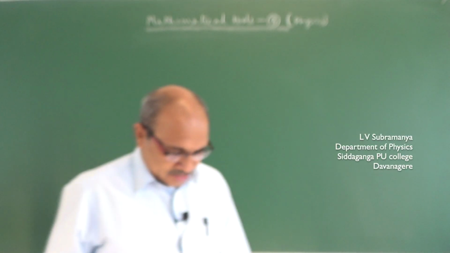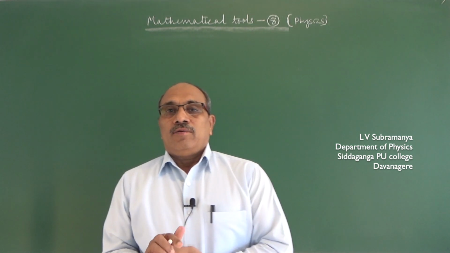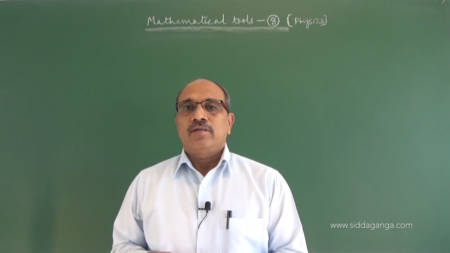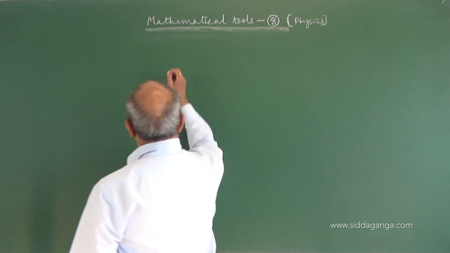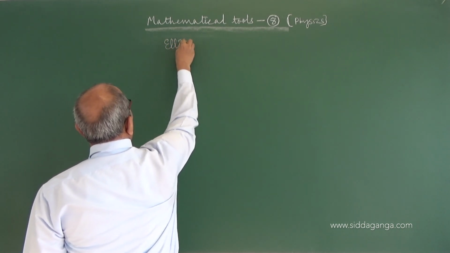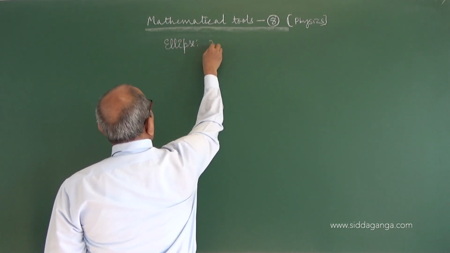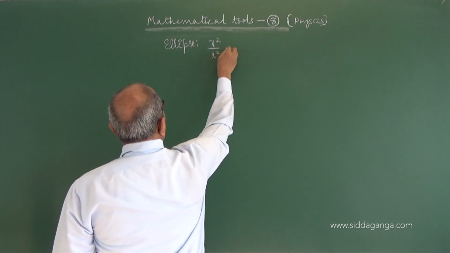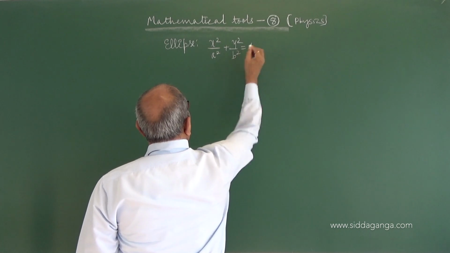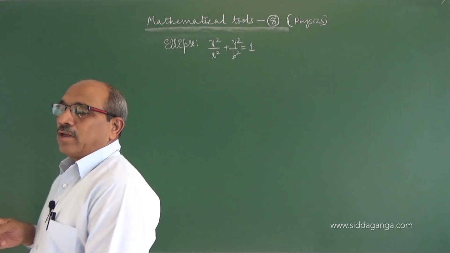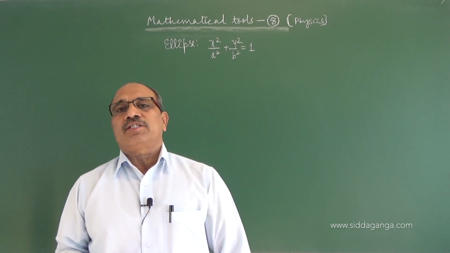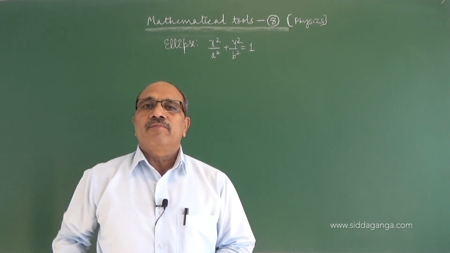Hi students, today we discuss the extension of the ellipse. In the previous class, we covered the ellipse, the equation x square by a square plus y square by b square is 1, and the shape, whether it is extended along the vertical axis or the horizontal axis.